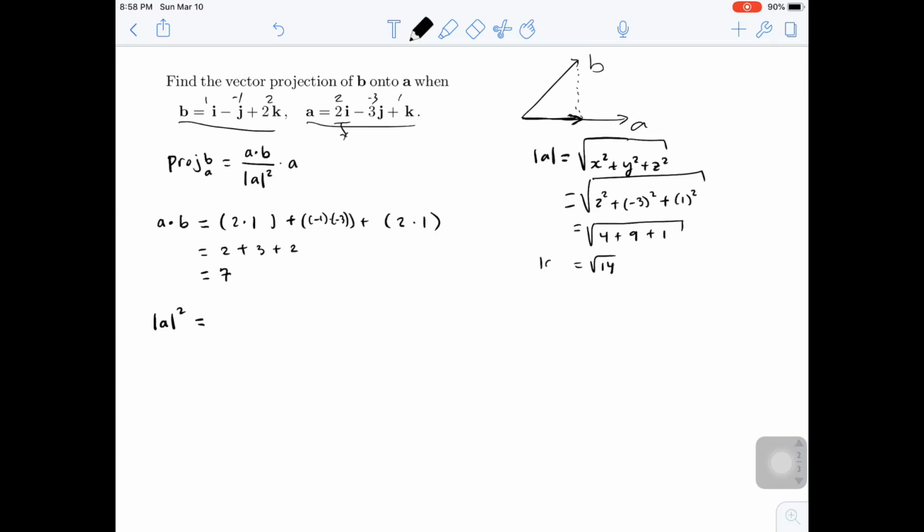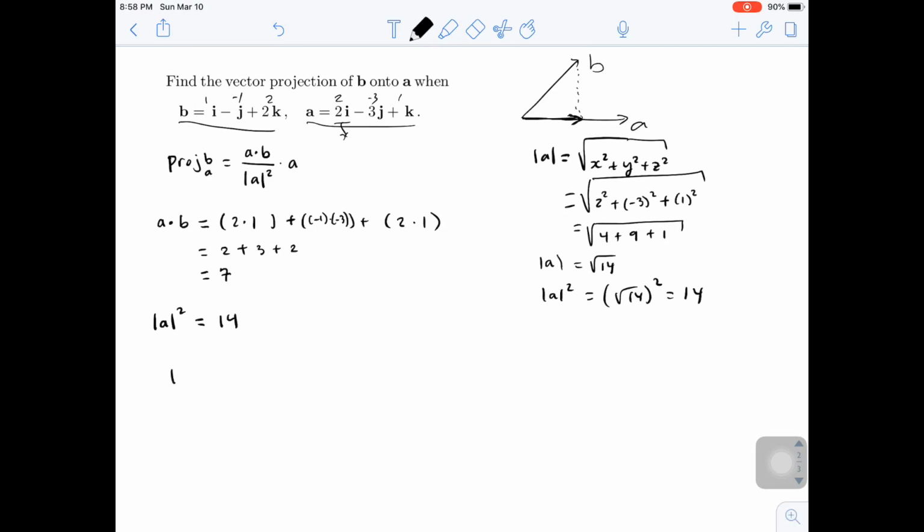And now, to get the square of that length, we just take the 14, since the length squared removes the square root. So here we have 14, right?